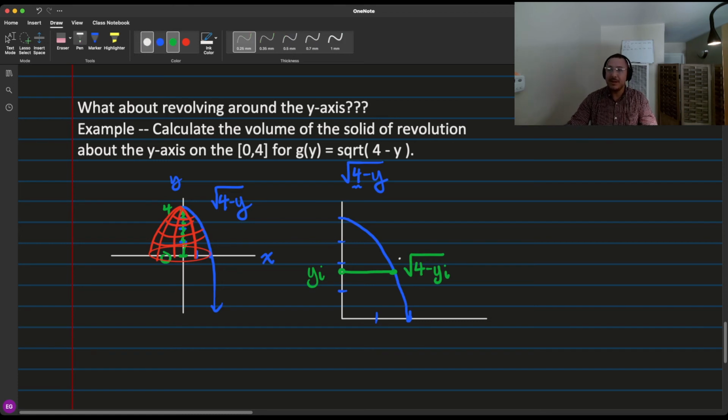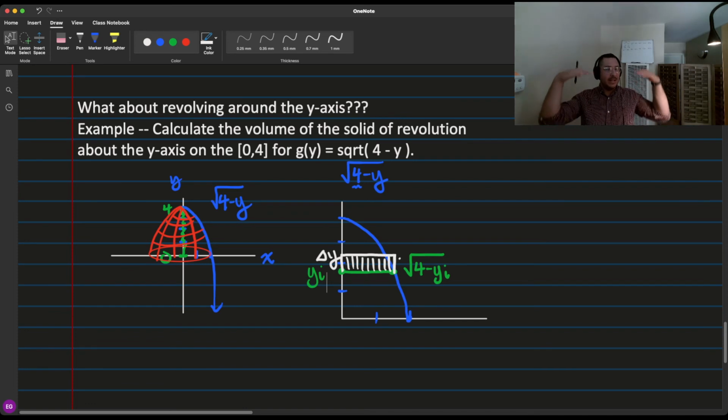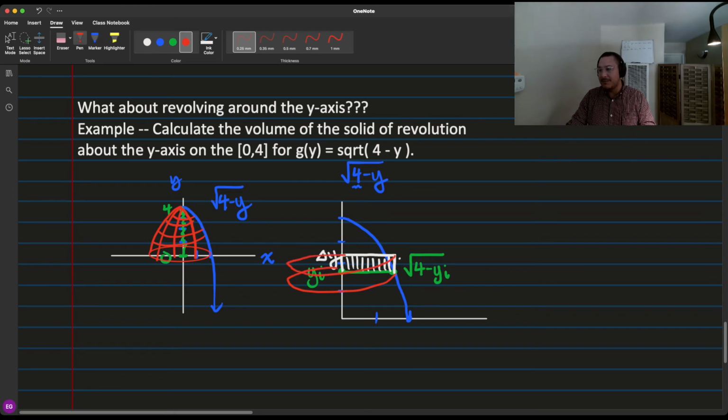And you can create a rectangle. How fat will that rectangle be? Delta y. So does everyone see it? Instead of revolving first, I fattened my little line to make a rectangle. And then what am I going to do? Then we rotate it around to get our disk. It doesn't matter in which order you do it. It works exactly the same. You're taking your rectangle and then revolving it around.